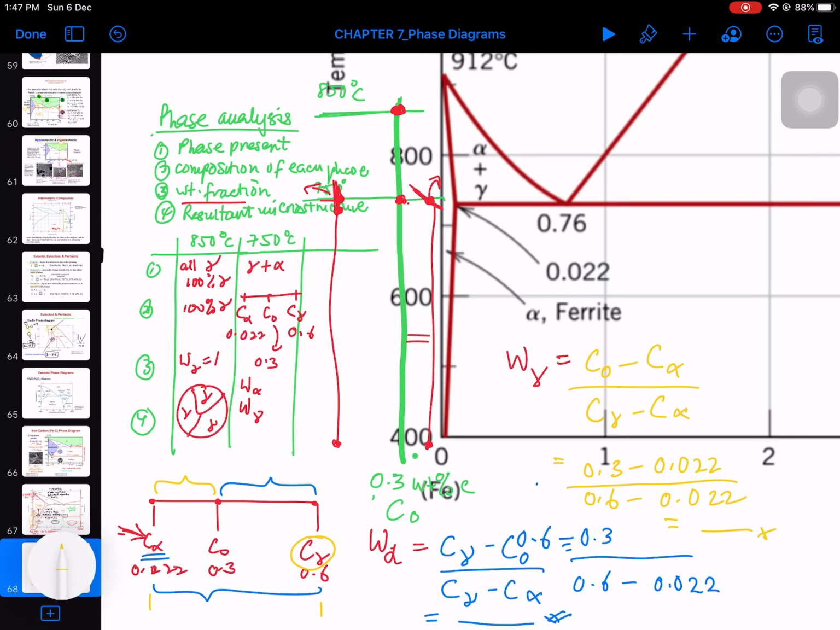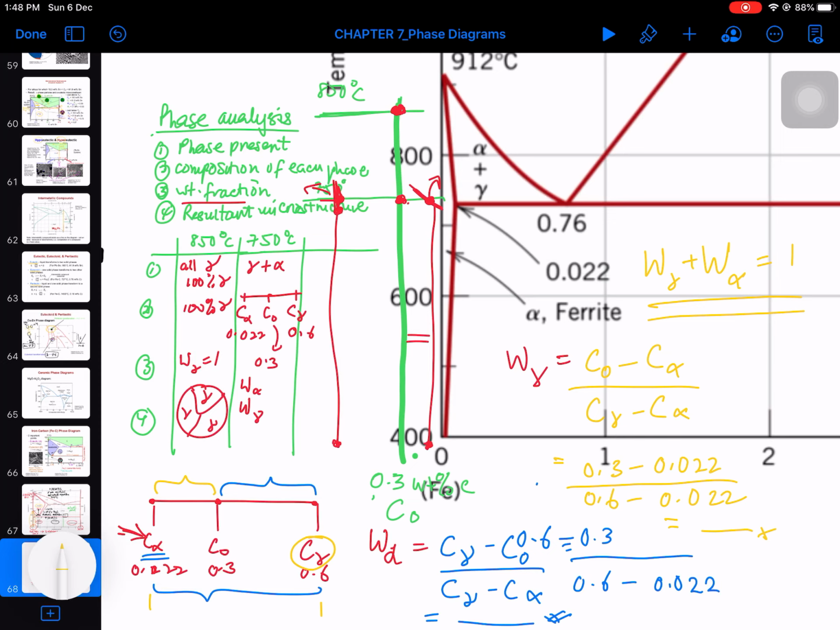If you want to check, W gamma plus W alpha should equal 1. If you get 1, then most probably you are on the right track. You can do the same thing for other temperatures as well.